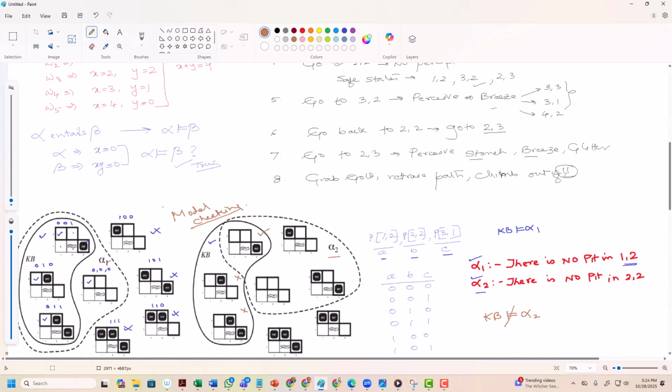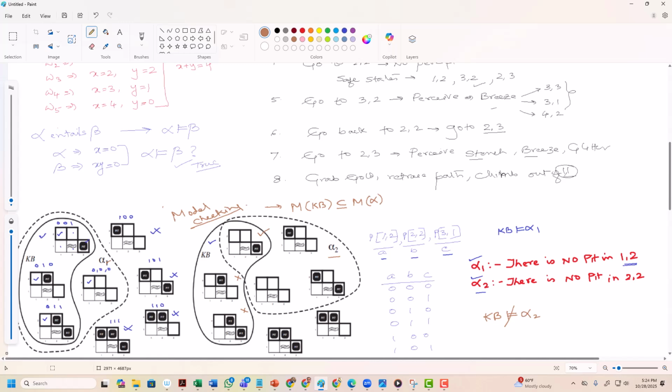It enumerates all possible models to check if alpha is true in all the models in which KB is true. That is, M(KB) should be included in M(alpha). That means we are checking that the models in which KB is true also are models in which alpha is true.